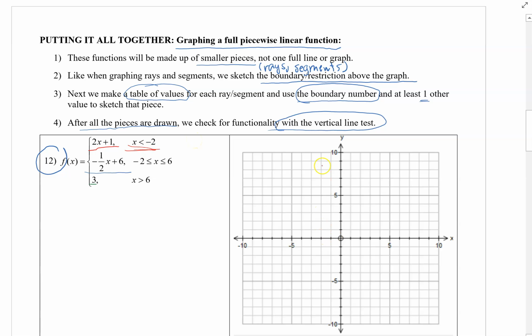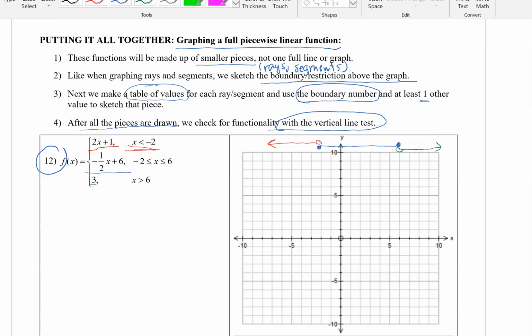So it's going to be up here with an open circle, and it's going to go to the left from there. My second piece is going to be for values of x that are between -2 and 6, inclusive. So it's going to go from here all the way over to here. Both of those are solid because it includes both -2 and 6 in the middle. And then the last part is going to start at 6 with an open circle, not inclusive, and it's going to go to the right from there. So I should have the first equation graphed in this area, the middle equation graphed in this area, and then my last equation graphed in this area.